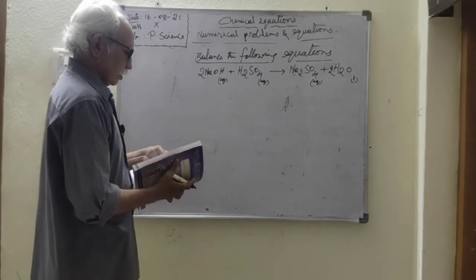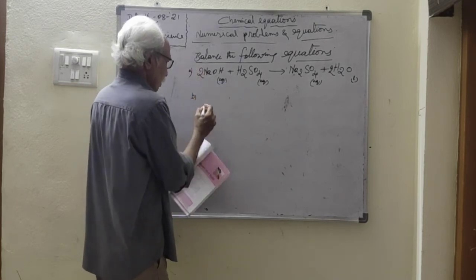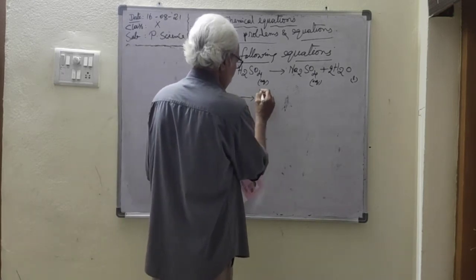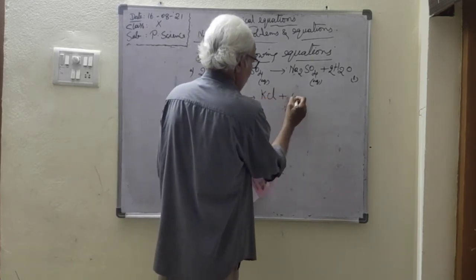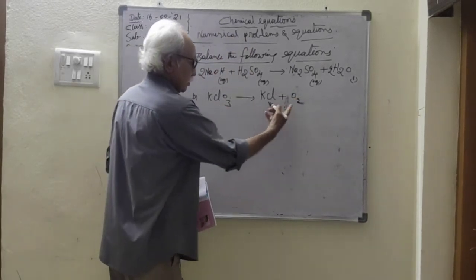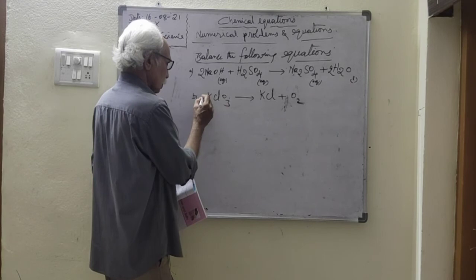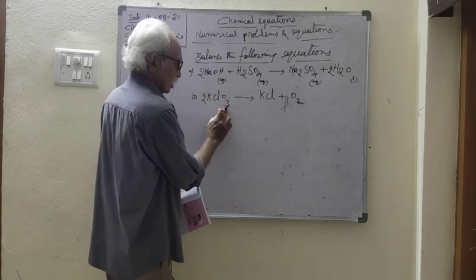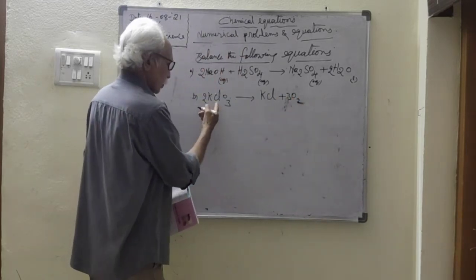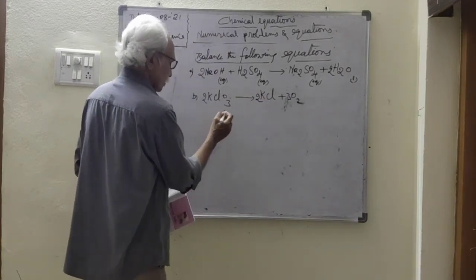So second equation, B. KClO3, potassium chlorate, on heating decomposes to potassium chloride and oxygen. So how to balance this equation? Here 3 is an odd number, here is an even number. First, to make this odd number into an even number, this is the largest number, so multiply with 2. 2 3s are 6. Here you multiply with 3. Now potassium 2, chlorine 2, multiply with 2. Now this equation is balanced.